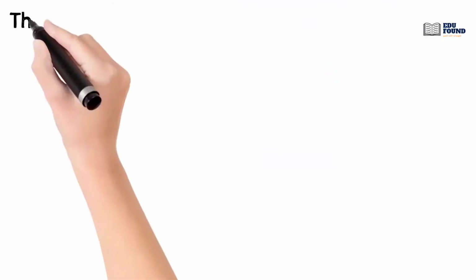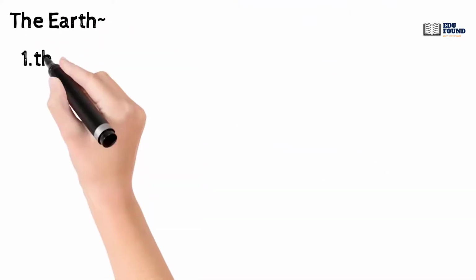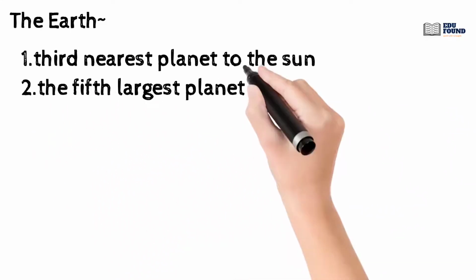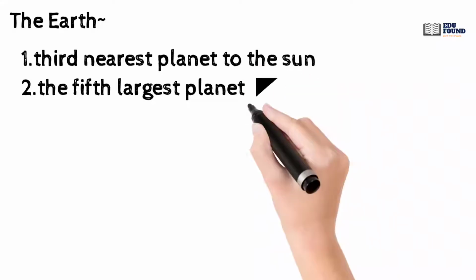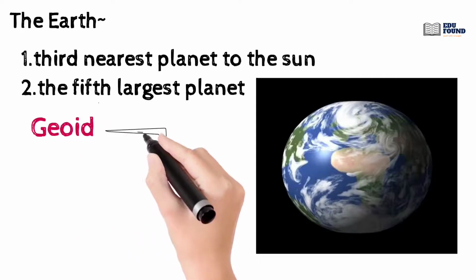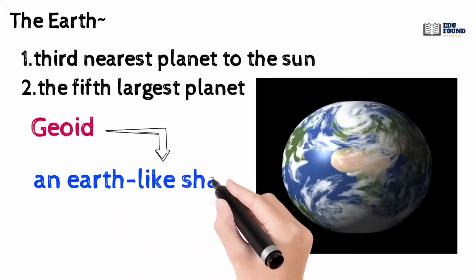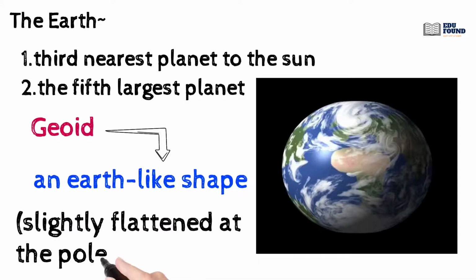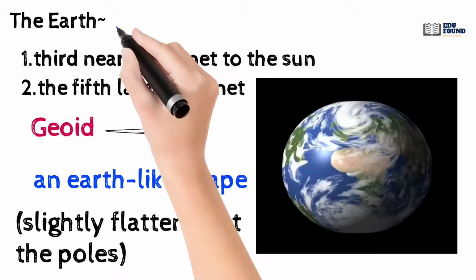The Earth. It is the third nearest planet to the Sun and the fifth largest planet of the solar system. Here another term is also important, that is geoid. It basically means an Earth-like shape. In early times when astronomy was not so advanced, many misconceptions existed regarding the shape of the Earth, but now it is clearly shown from space that Earth is slightly flattened at the poles. So this shape is known as the geoid shape.